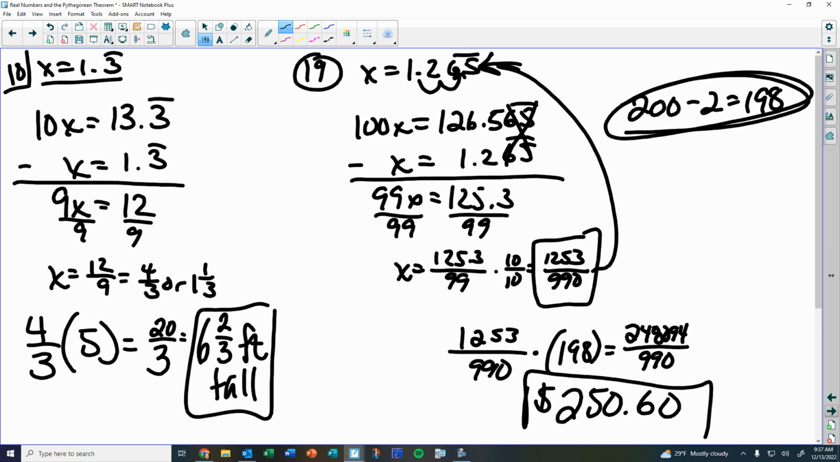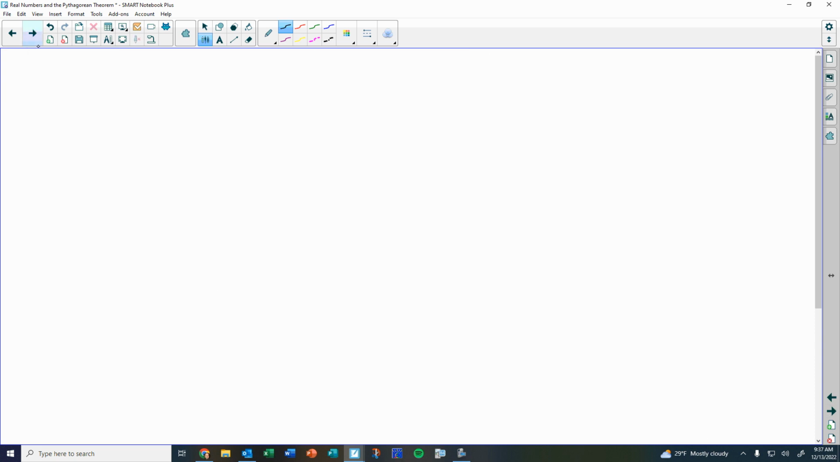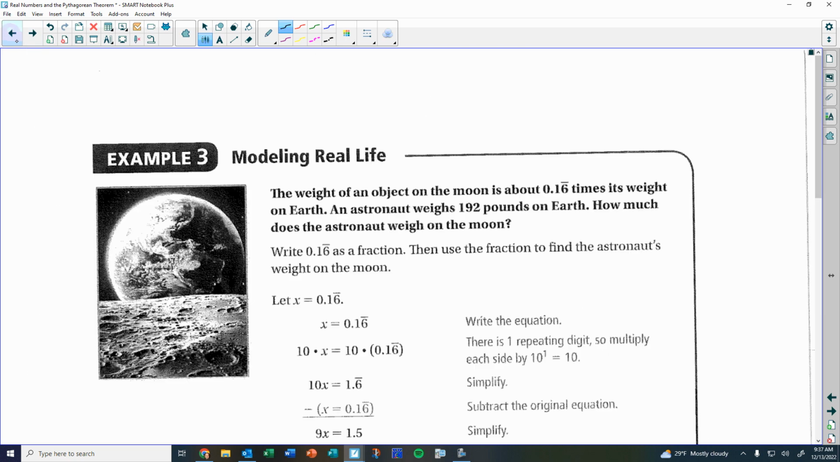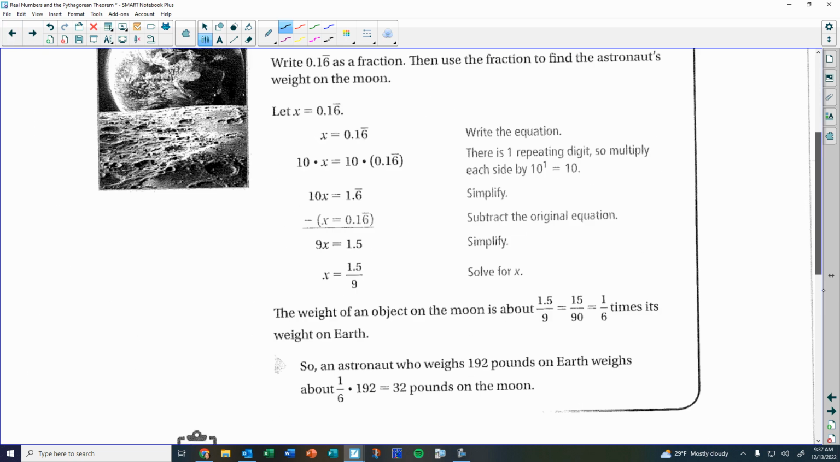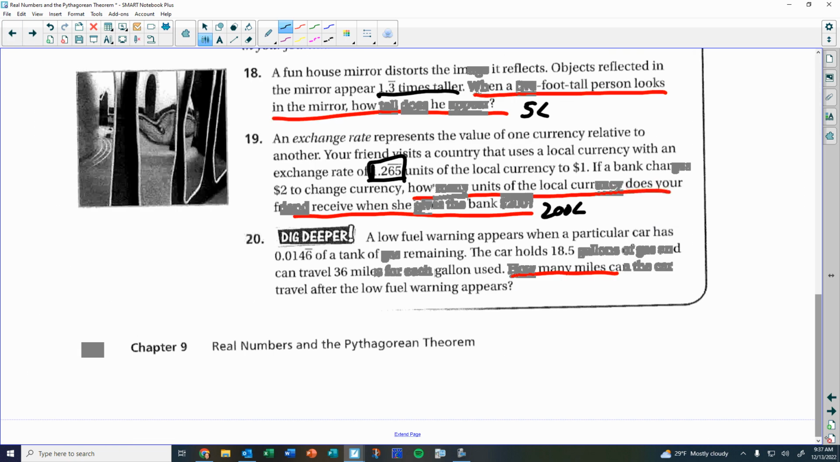All right, let's do 20. Let's go back to read the problem here. So 20 says, a low fuel warning appears when a particular car has that much of a tank of gas remaining. Okay, that's a very far decimal spot. 4 spots. That's what, 10 thousandths?